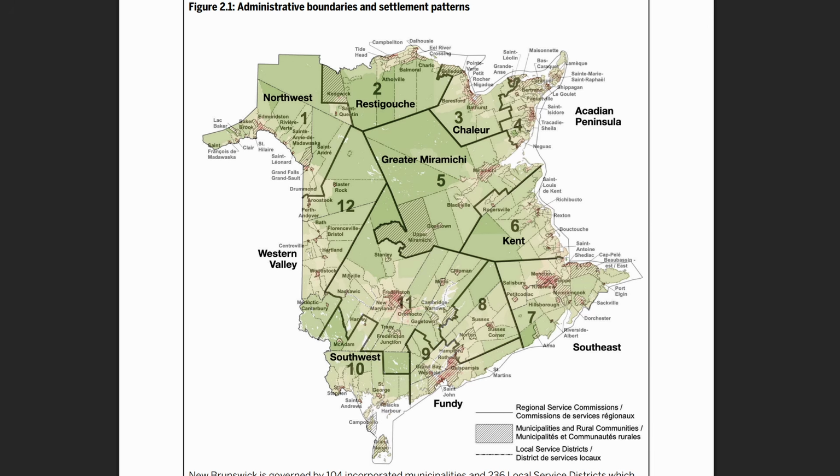So they are kind of similar to British Columbia's regional districts in that they provide more region-based services, but do not have full municipal services. Currently, there are 12 regional service commissions in New Brunswick. They are governed by a board of directors.